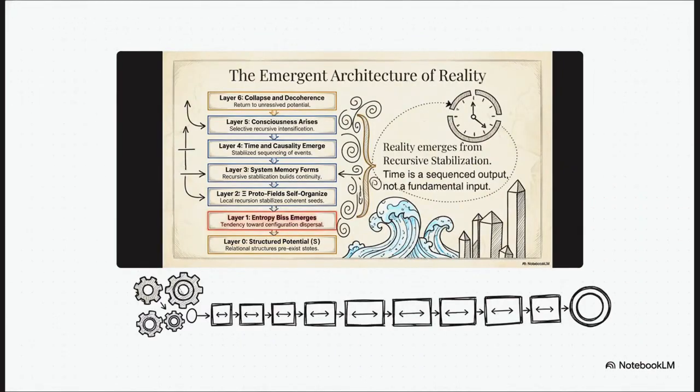And here's how it all supposedly stacks up. This flowchart shows reality emerging in layers through something called recursive stabilization. It starts at layer 0, structured potential. But the real kicker is layer 4, time and causality emerge. See, in this model, time isn't a fundamental input, it's a sequenced output. Reality is literally building itself, one frame at a time.